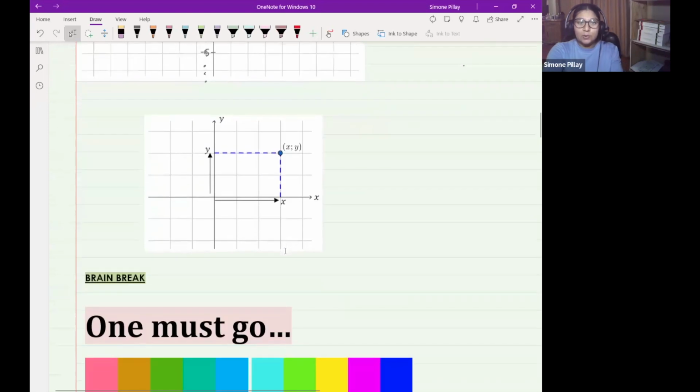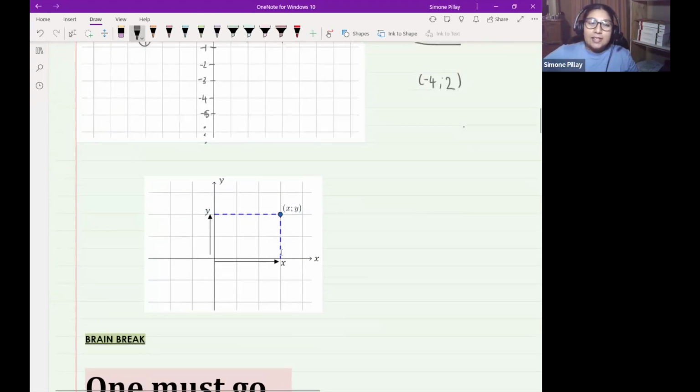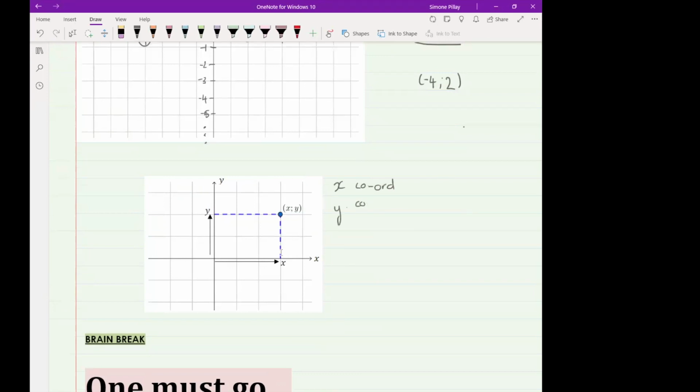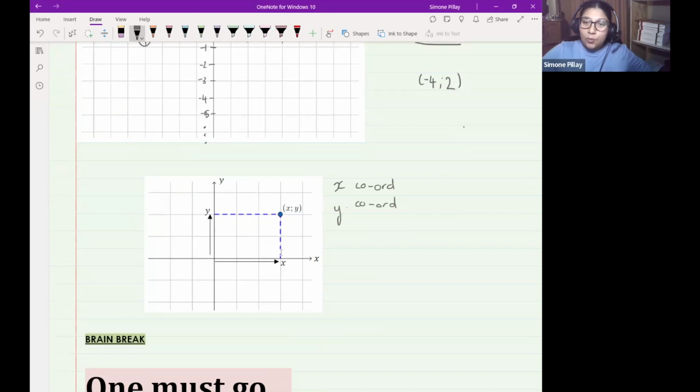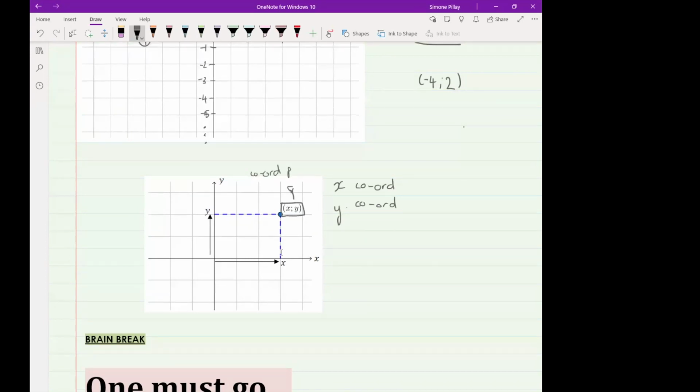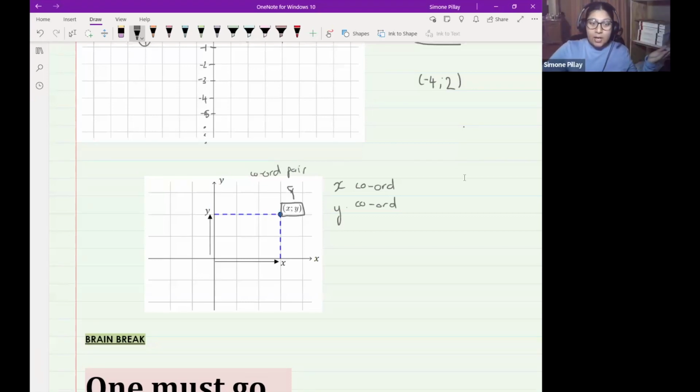We are going to go straight into a brain break after this. But as I said, when we do our coordinates, guys, we have an x coordinate and we have a y coordinate. And when we put them together, it gives us this little guy, which we call a coordinate pair. So you may hear your teacher talk about a coordinate pair. You may hear your teacher talk about an ordered pair. Either way, they mean the same thing. And that's it. This is how we find coordinates.